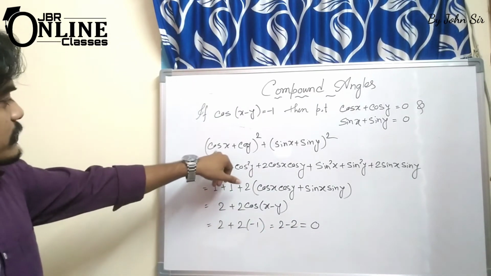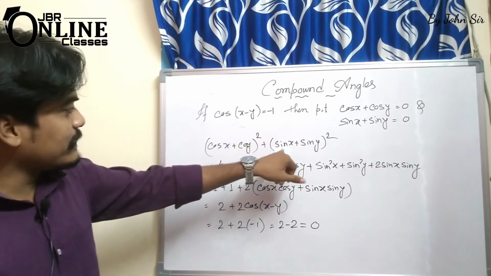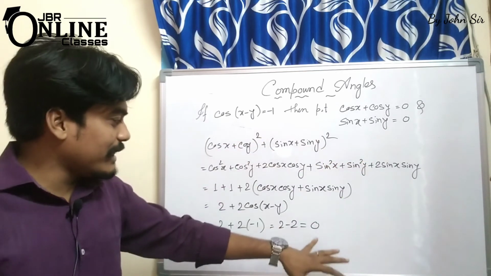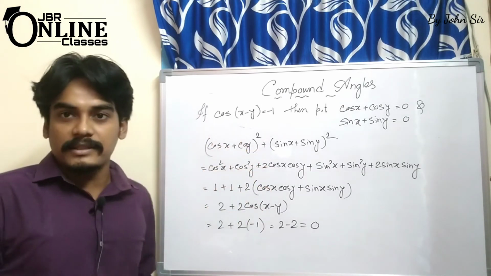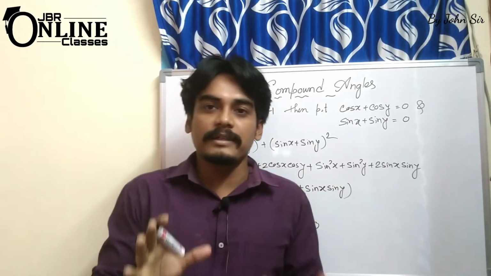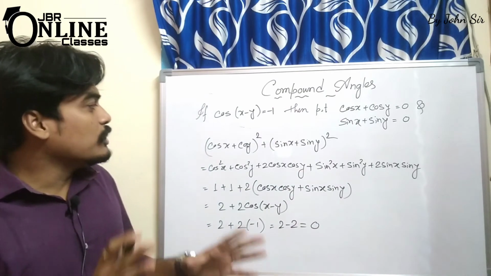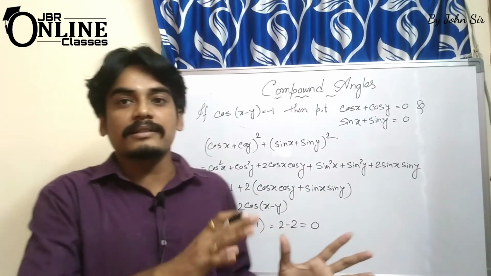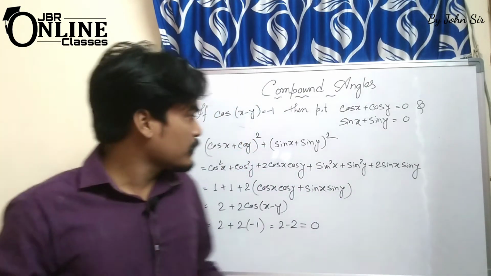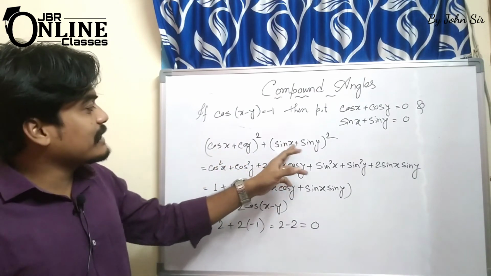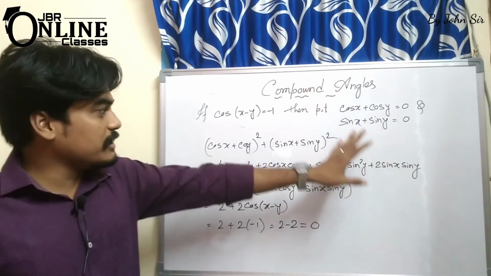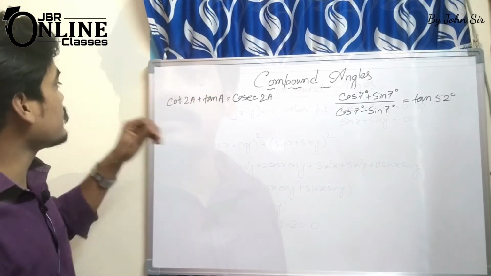So here (cos x + cos y) whole square plus (sin x + sin y) whole square equals 0. That means the sum of squares of two numbers equals 0. So that means these two numbers will be separately 0. So that means cos x + cos y will be 0, and sin x + sin y will be 0. So that is proved. Here are some two problems.